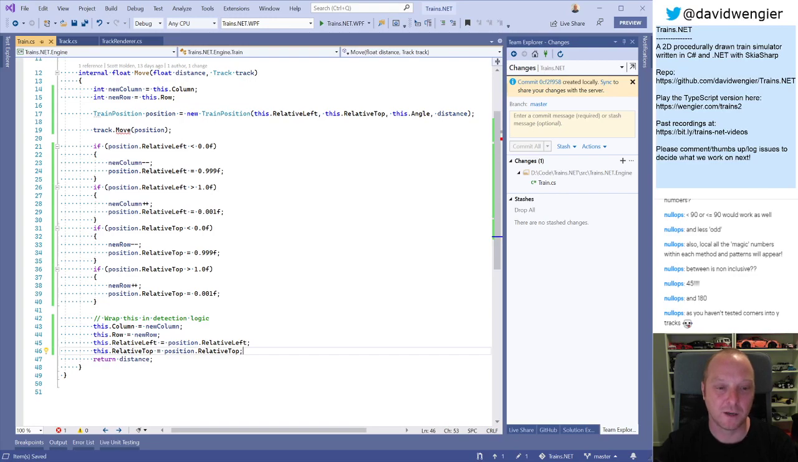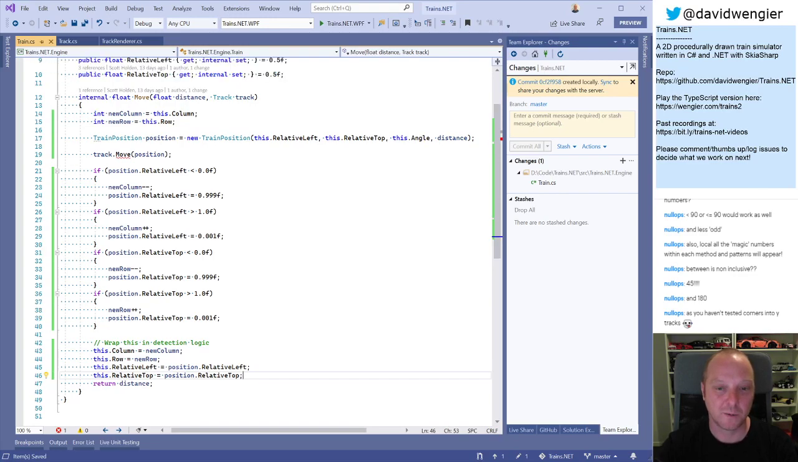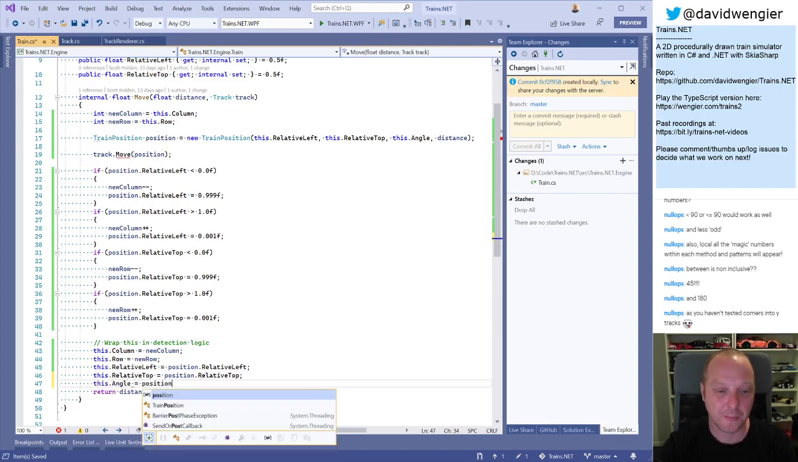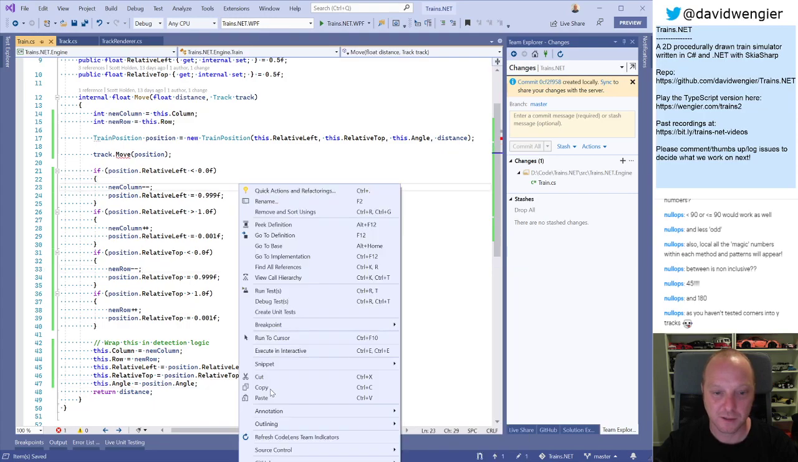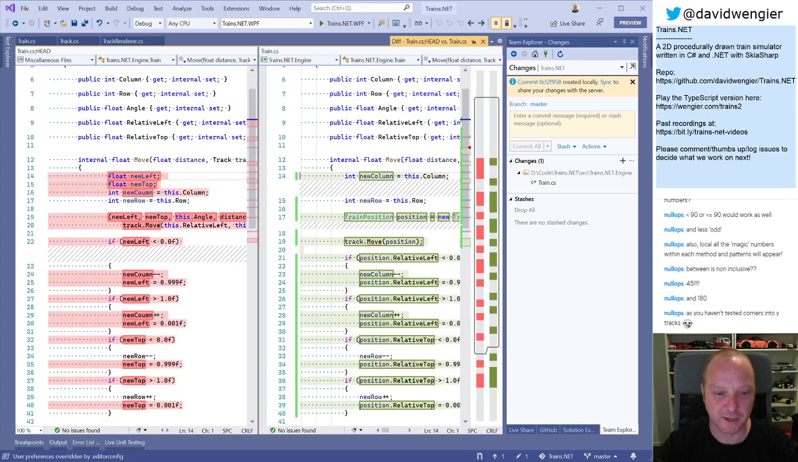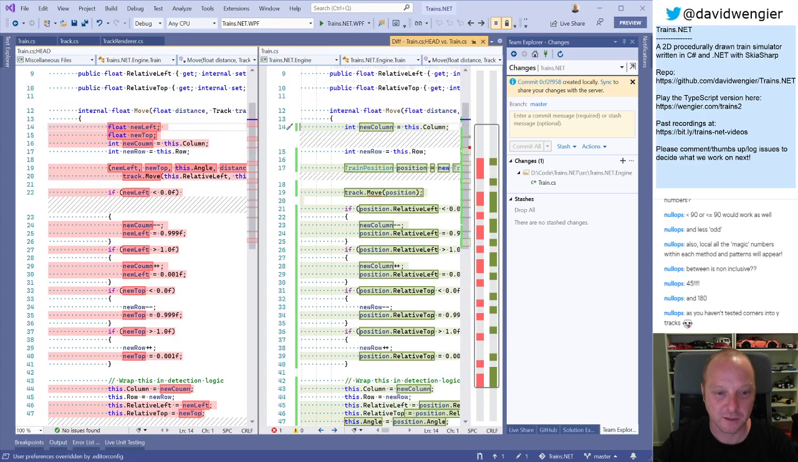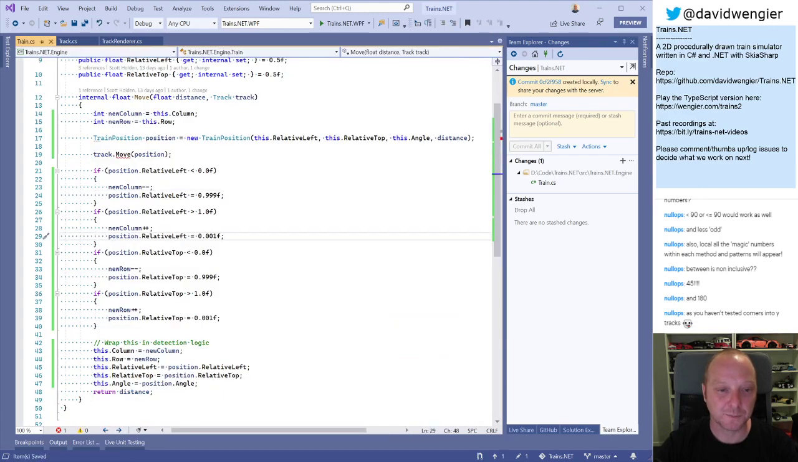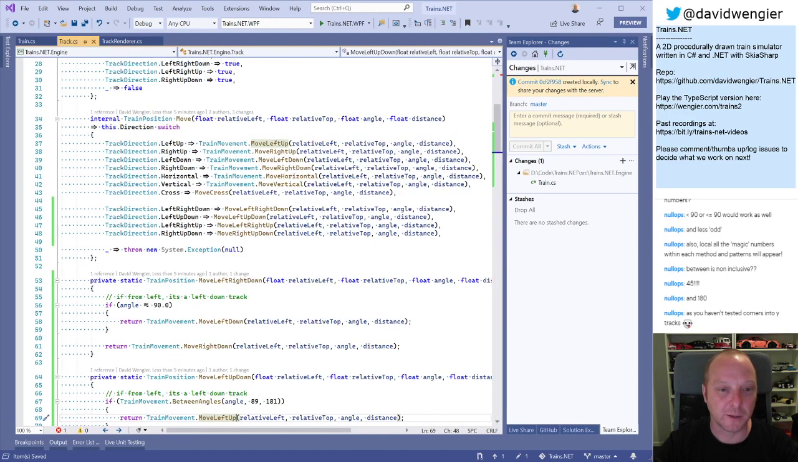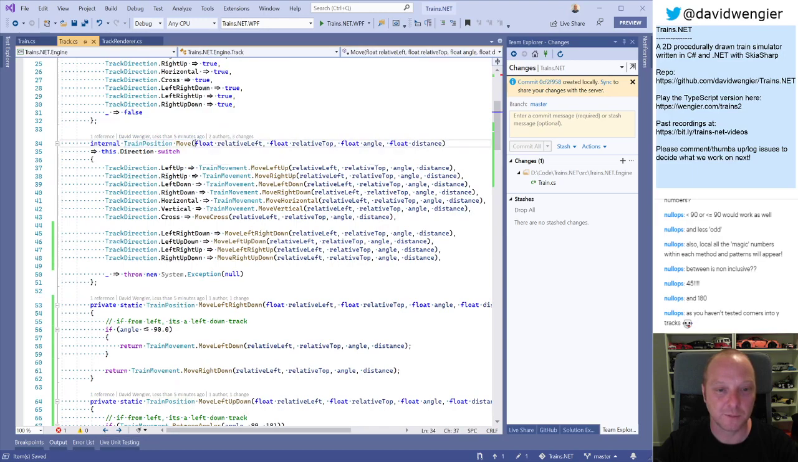Wait, what? Were we never setting... Oh, I guess I just removed that without noticing. Let me just have a look at that. Were we not setting angle? We must have been setting angle. Oh yeah, this angle there. Okay. Cool. So now we can change the move method to take train position.